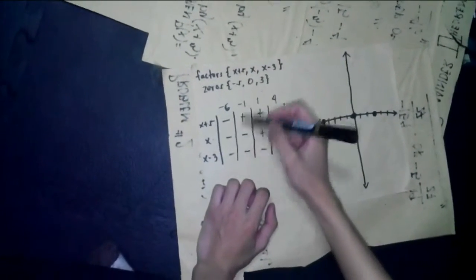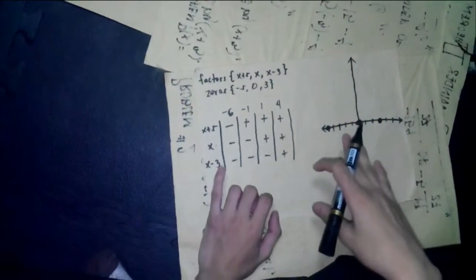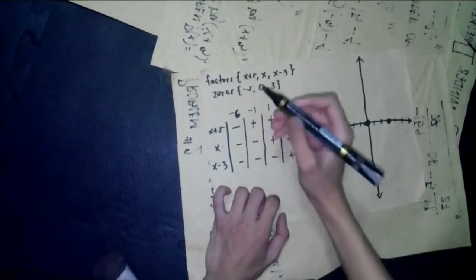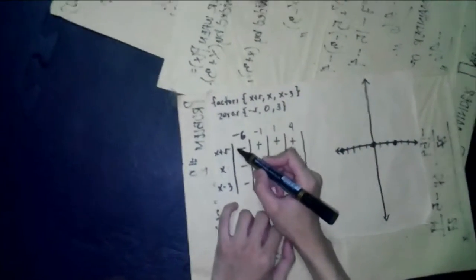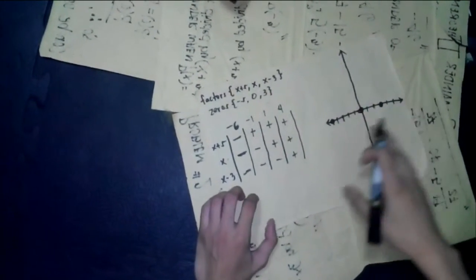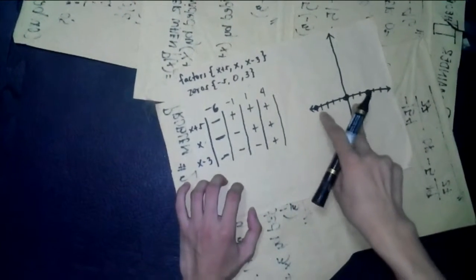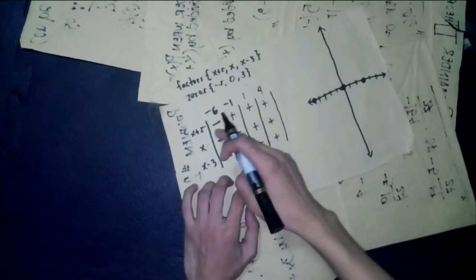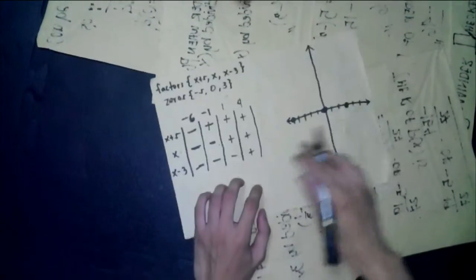making again a table, leaving all the factors on this side, and then trying a value of x that is less than negative 5. So we try negative 6, substituting it into the factors, giving us a negative sign and a negative sign. Trying a value of x that is in between negative 5 and 0. So we try negative 1, substituting it into the factors, giving us a positive sign and a negative sign.